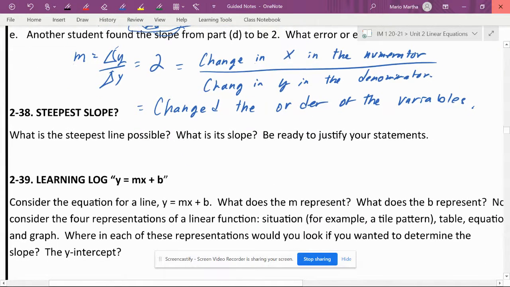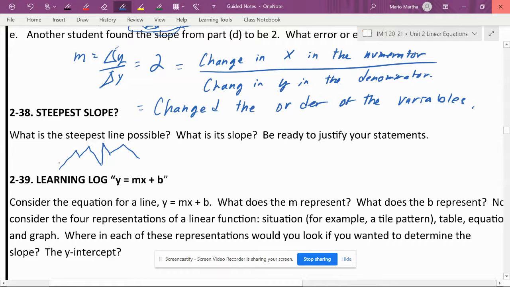And then question 238. What is the steepest line possible and what is its slope? And be ready to justify your statements. So if you think about it, the steepest slope you can climb, the hardest thing to climb, if you're going up a mountain, what would be the hardest part of the mountain to climb up on?